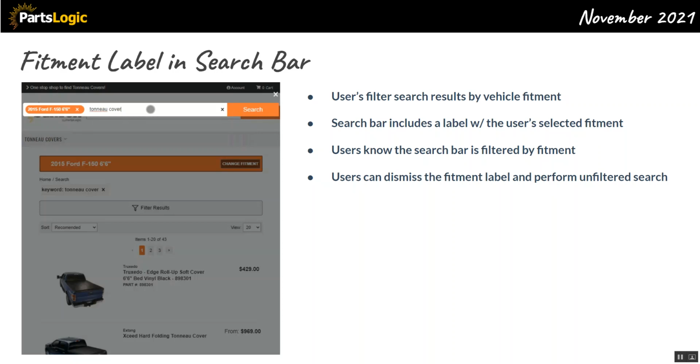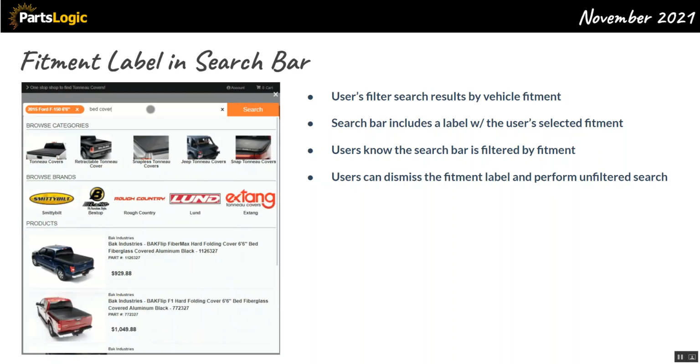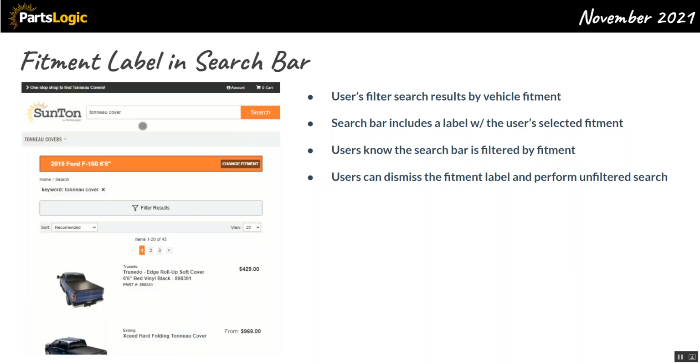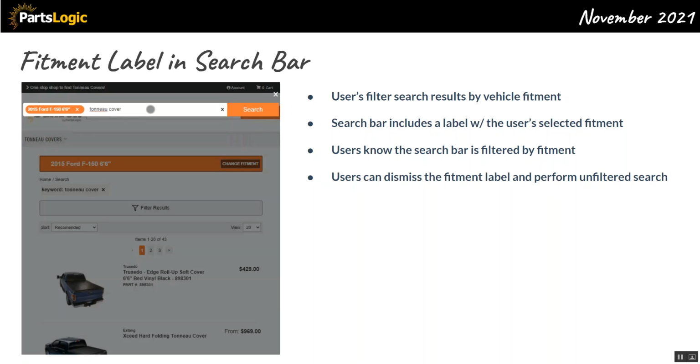So what's really cool about this is that as a user filters their search results by vehicle fitment, they may want to do another keyword search, right? Maybe they're looking for bed covers, and then the next thing they want to look for is some fender flares or some Nerf bars, right? And those have vehicle application. So when they go do a new search, that search bar is going to include the label up there.